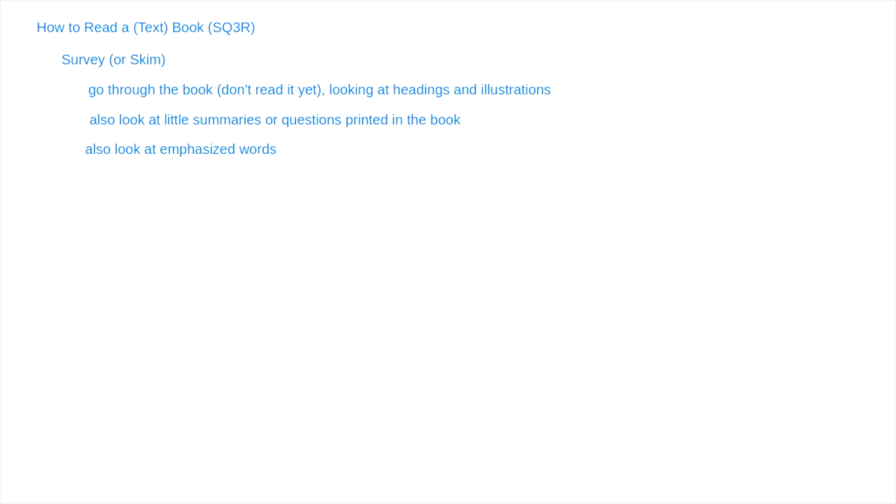So for example, in my statistics book, at the start of each chapter, there's a page, half a page, where it says, here are the 5 sections in this chapter. Here's what they are about. And I really encourage you, using this method, to look at things like that.